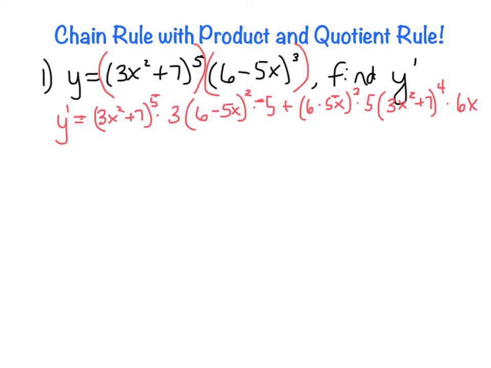Okay, so stop and take a look at that. Make sure you understand every piece, why it's there. All right, and let's continue on and clean it up.